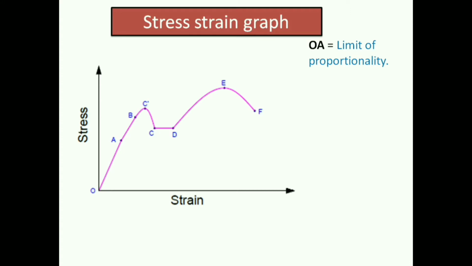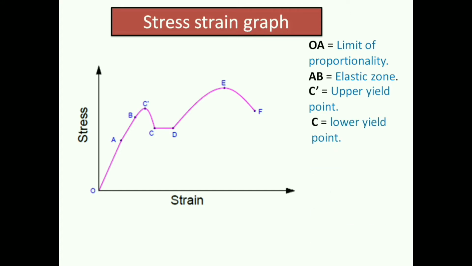Next, A to B is called the elastic zone. It means in this AB zone, when we apply a certain load or pressure, it is deformed, and when we release the pressure, it comes back to its original shape. Up to point B is called the elastic limit. Next, point C is the yield point. Here we can see 2 points. First, C dash is called the upper yield point and C is called the lower yield point. These conditions totally depend upon the rate of loading. Next, the CD zone is called the plastic zone.